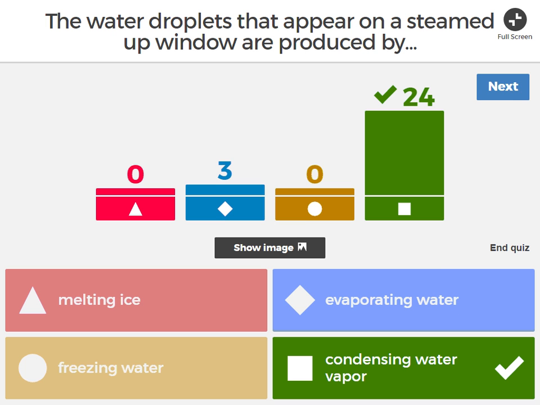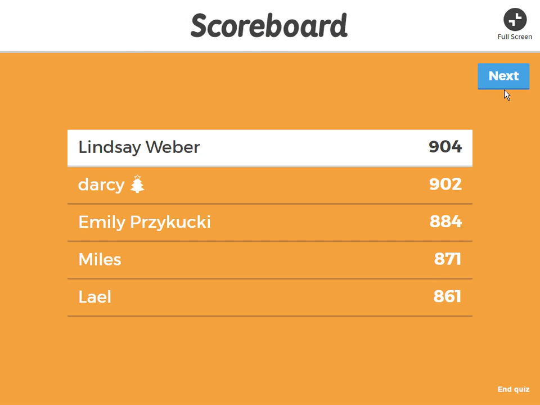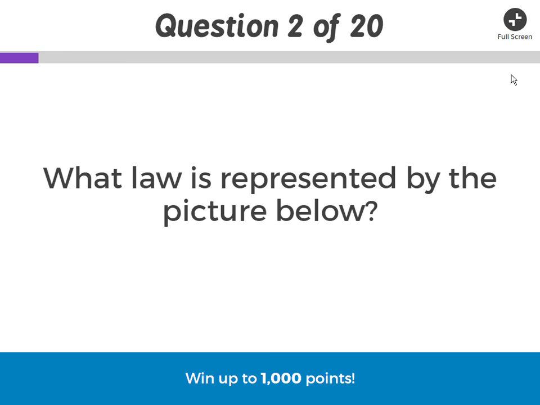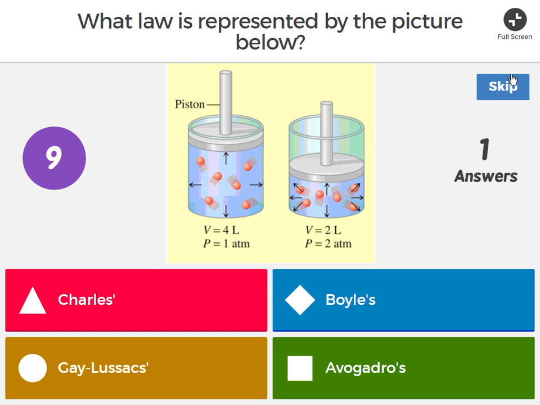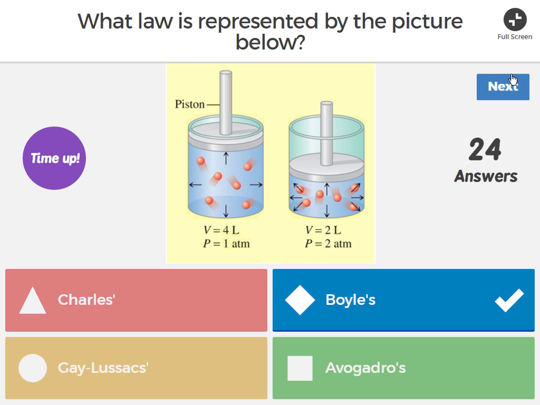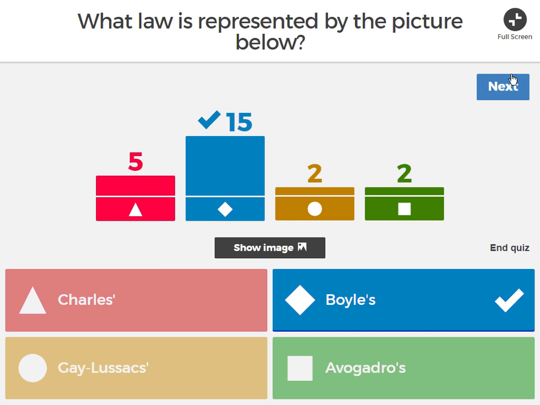Let me click from the board for a minute. See if this was going to cooperate. All right. Law that's represented by the picture below. So look at the picture. Okay, most of us did okay. What were the two variables, Darcy? P and V, and that law is Boyle's law. P1 V1 equals P2 V2.